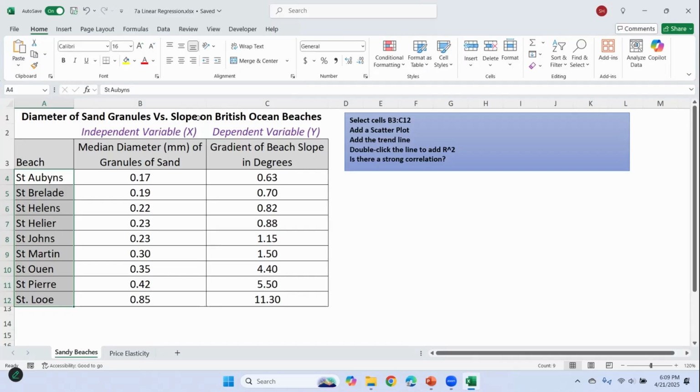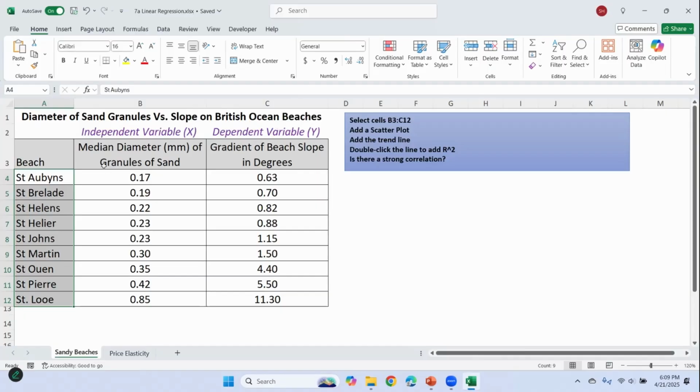What they're trying to understand here is the granules of the sand, how small the sand granular level is, and if that has any impact on the slope of the beach. So that's what they're trying to understand.